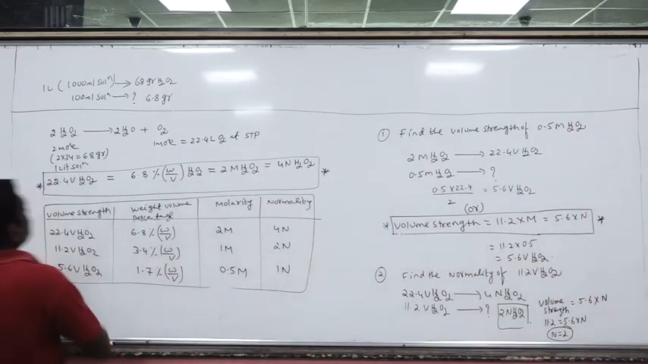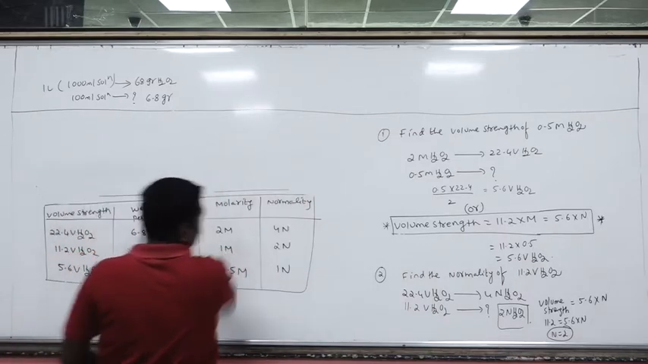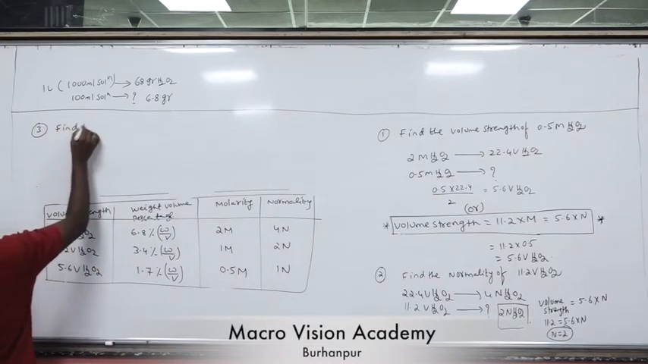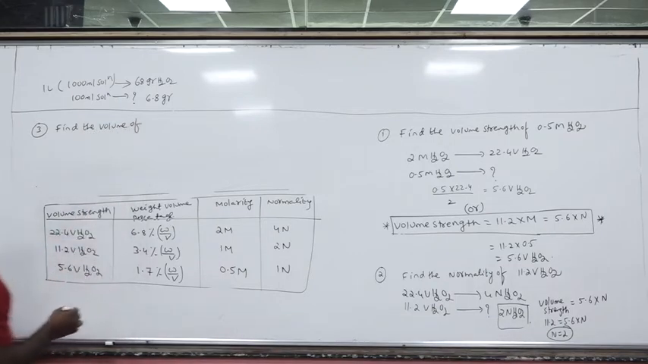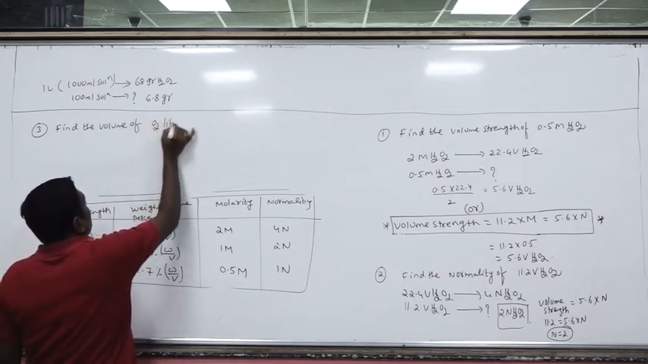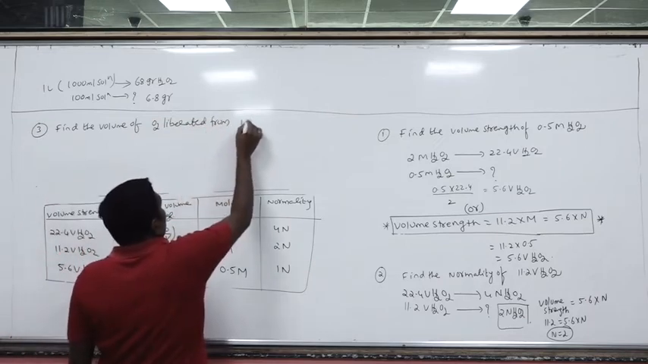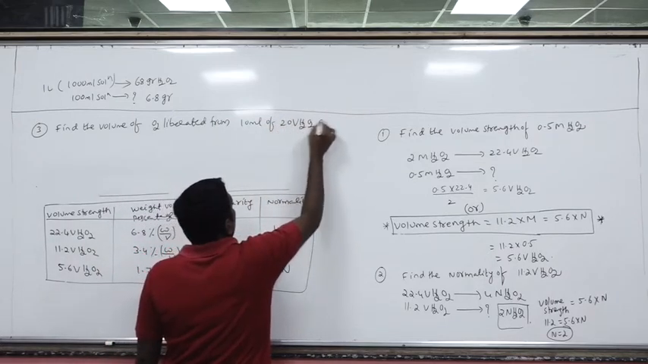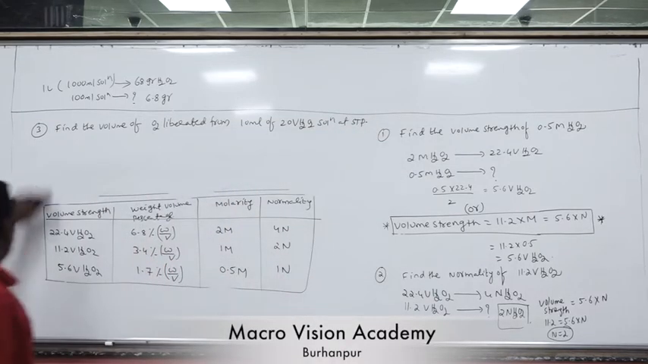Now, let's suppose the question is given like this. Find the volume of O2 liberated from 10 ml of 20 volume H2O2 solution at STP.